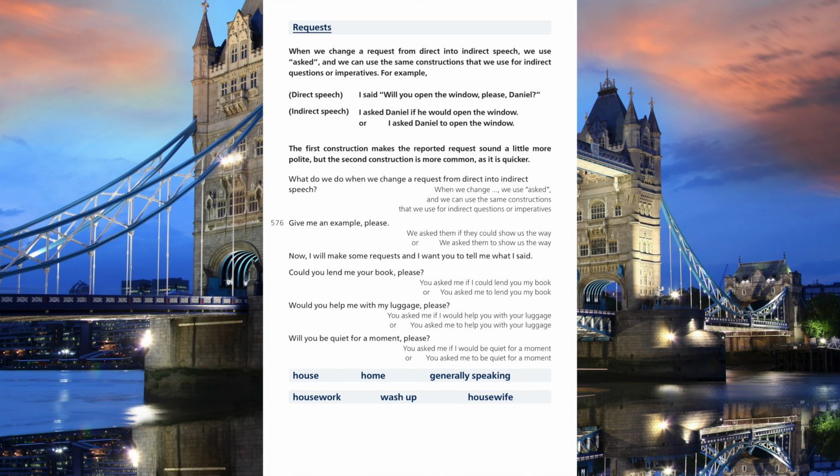Requests. What do we do when we change a request from direct into indirect speech? When we change a request from direct into indirect speech, we use asked, and we can use the same constructions that we use for indirect questions or imperatives. Give me an example, please. We asked them if they could show us the way. Or, we asked them to show us the way.